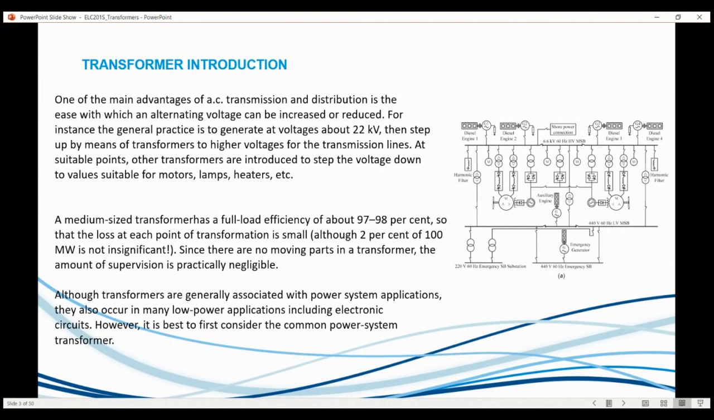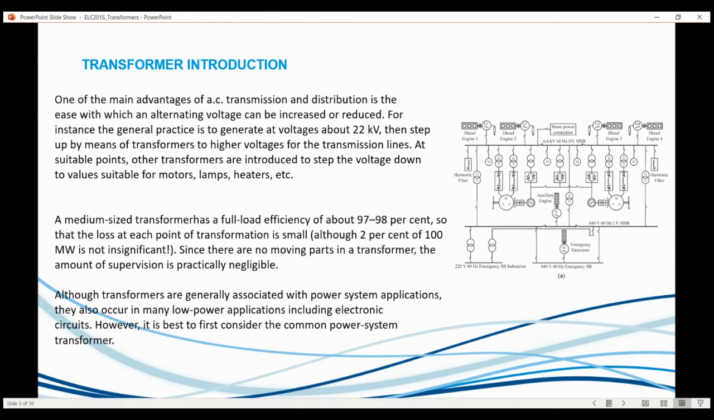So we are obviously aware of transformers, but I'll just give an introduction. I'd like to hear you talk about your experience with transformers. And we'll see. But anyway, let's quickly read. One of the main advantages of AC transmission, and this is the reason why it's chosen compared to DC, is the ease with which an alternating voltage or AC voltage can be increased or decreased. This also applies to current as well. For instance, the general practice is to generate a voltage around 22 kilovolts. Obviously, this is at a generator or at ESCOM, or rather not at ESCOM, because we don't generate electricity really. And then it's stepped up by means of a transformer. This is always the case. To higher voltages for the transmission line. I will show you that, and I will also have it in store for you later on.